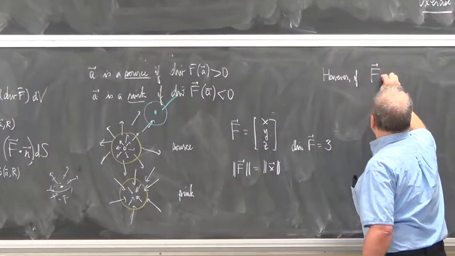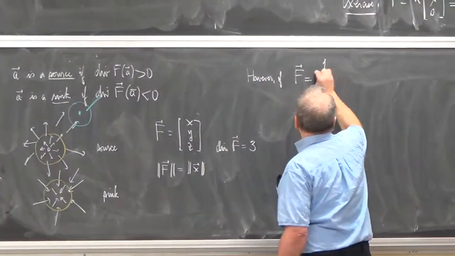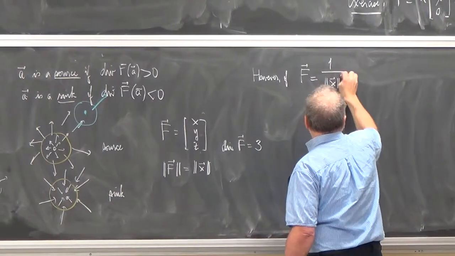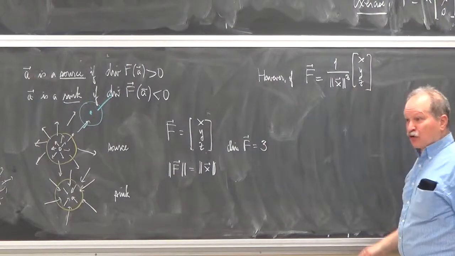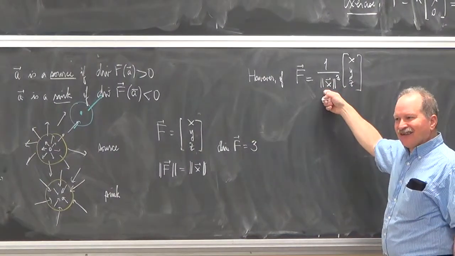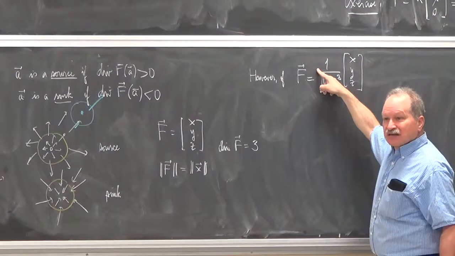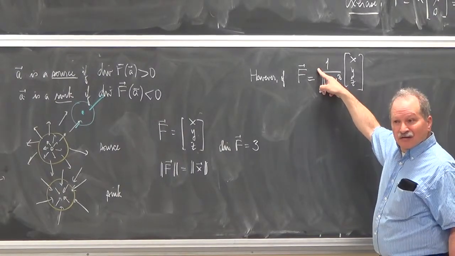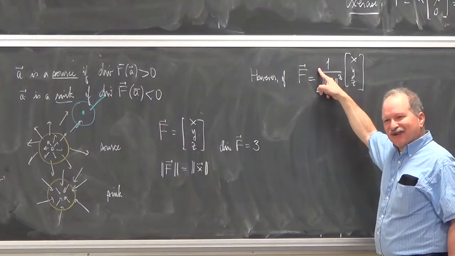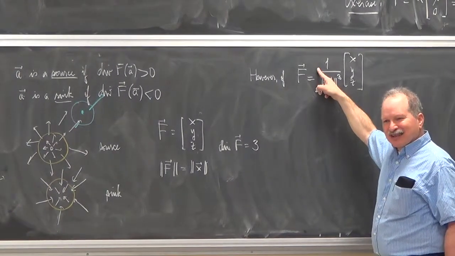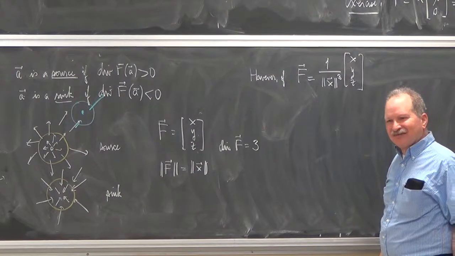However, if you took a radial force that was inverse square, like the opposite of gravity, this is a repelling gravity, because I didn't put a minus. So it's the electric field due to a proton, right? As opposed to the electric field due to an electron.